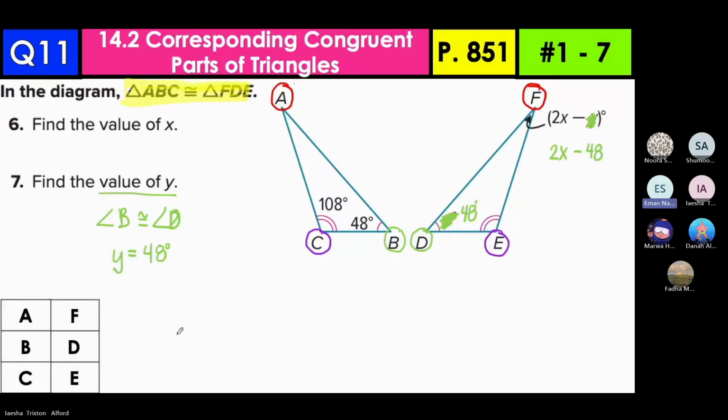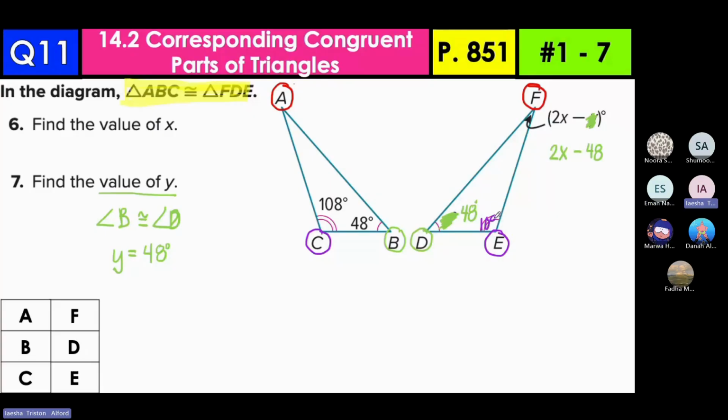We just used the triangle sum: the three angles equal 180. So where's the third angle? It's 108, angle E. Why? Because angle E is congruent to angle C, so angle E is 108. Okay, good.